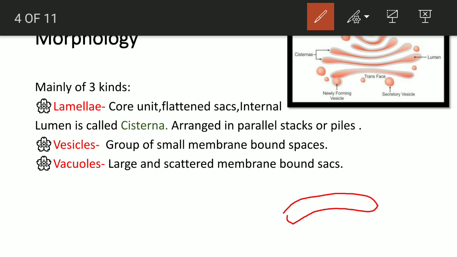Now the next one is vacuoles. They are large and scattered membrane-bound sacs and they appear close or near to lamellae. Then we can see the third category, that is vesicle. They are small membrane-bound spaces and they appear mostly in groups.